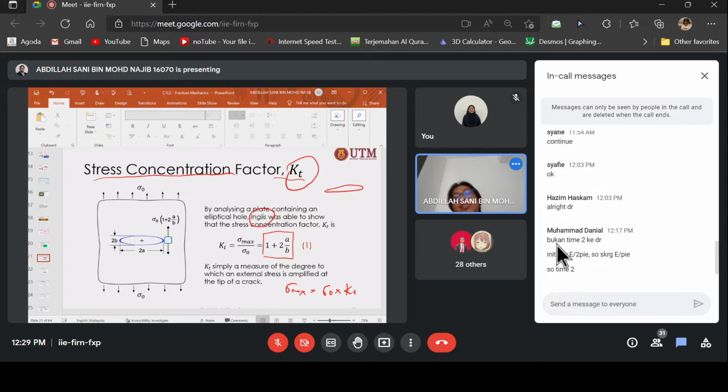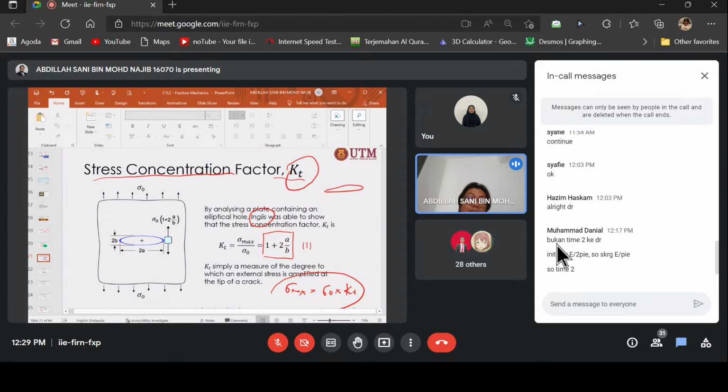KT is simply a measure of the degree to which an external stress is amplified at the tip of a crack. So 1 plus 2A over B. Just remember this. Rearranging equation number one, like I just showed you here, just bring that sigma naught up, and you get something like this.